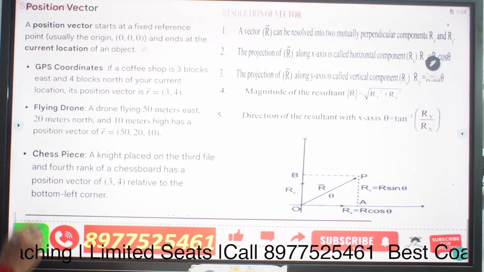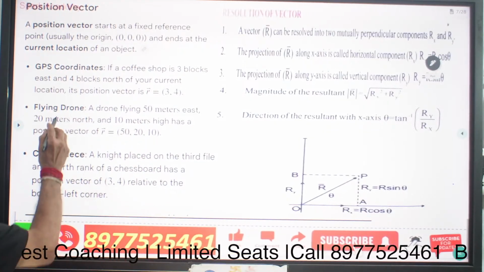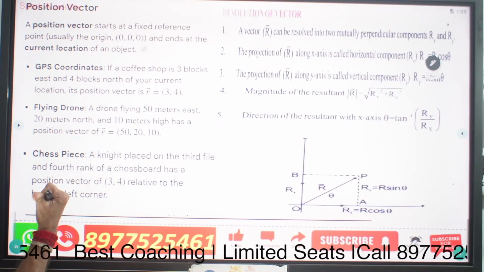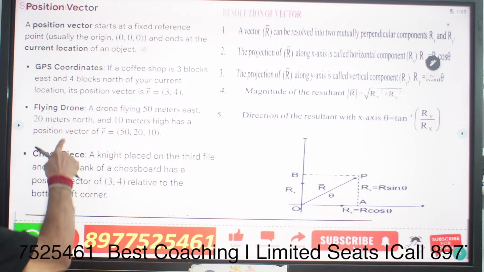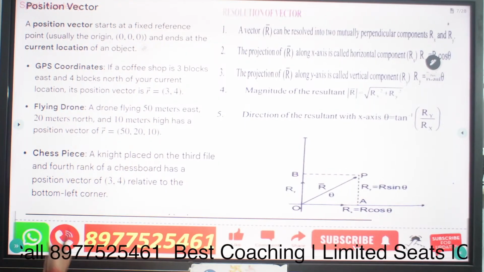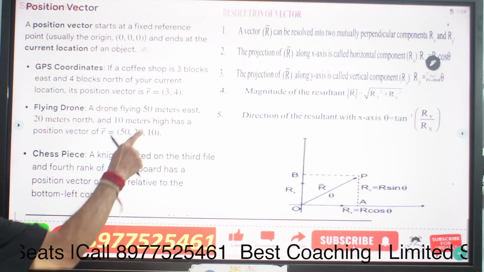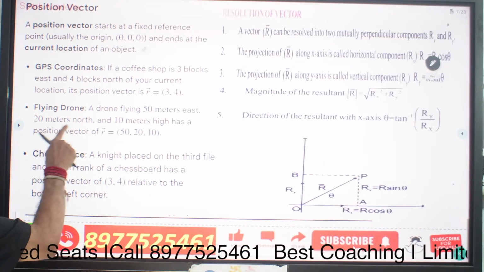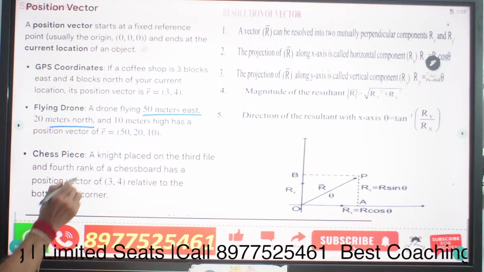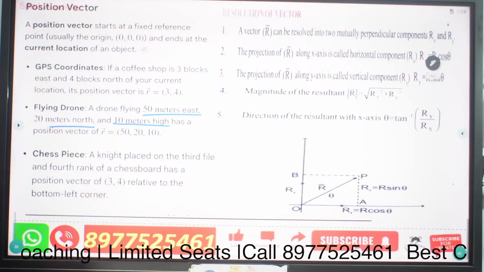Similarly, a flying drone. Suppose the drone is flying 50 meters in the east direction, 20 meters in the north direction, and 10 meters high. Suppose 50 meters east is in the x direction, 20 meters north is in the y direction, and 10 meters high is in the z direction. Then the position vector will be (50, 20, 10).